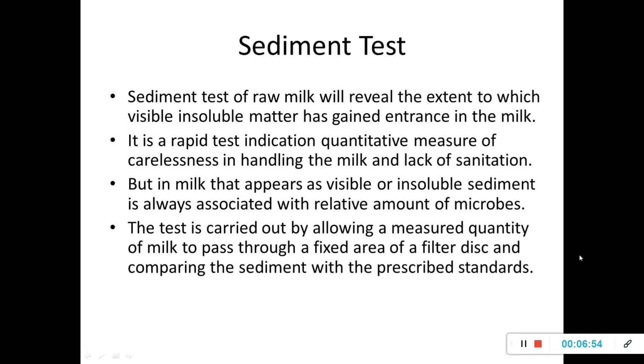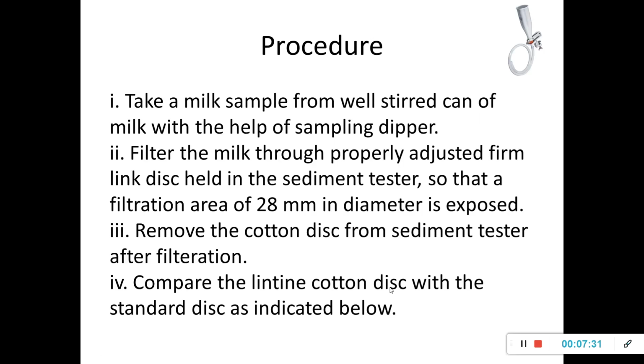Now comes the next test, called the sediment test. This is a test which will reveal the extent to which visible insoluble matter has entered the milk. It's a rapid test indicating a quantitative measure of carelessness in handling the milk and the lack of sanitation. In milk, visible insoluble sediment is always associated with a relative amount of microbes. The test is carried out by allowing a measured quantity of milk to pass through a fixed area of a filter disc and comparing the sediment with the prescribed standards. So let's go into the details of that.